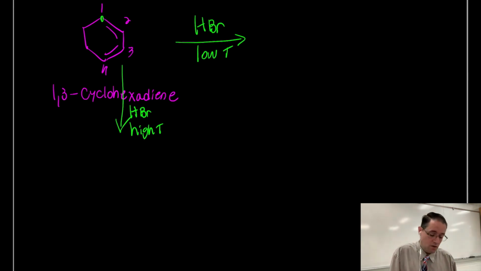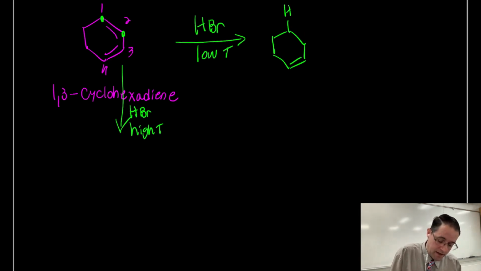Okay, so at low temperature, we want to just take one of the alkenes. It's very symmetrical here. So I'll take carbons 1 and 2. I'll leave the alkene alone at carbons 3 and 4. Okay, so it's going to be an alkene there at carbons 3 and 4. And carbon 1, remember, we're going to add the H. And carbon 2, we're going to add the bromine. We're always going to form an allylic product. Okay, this is an allylic halide.